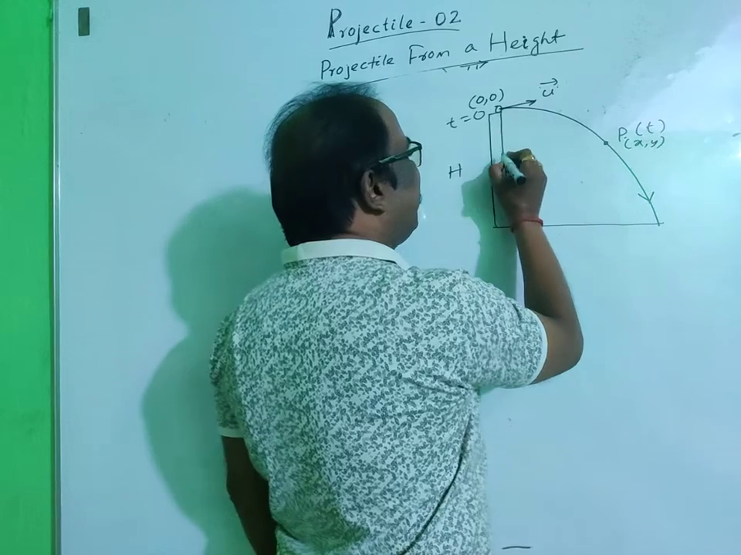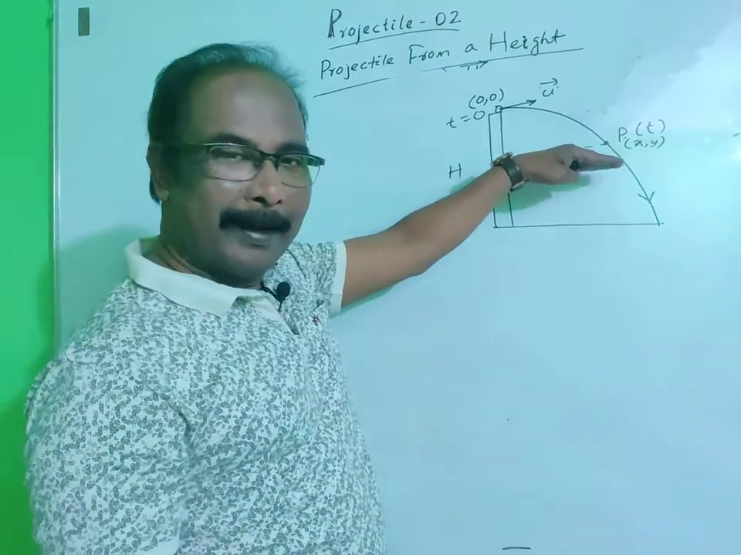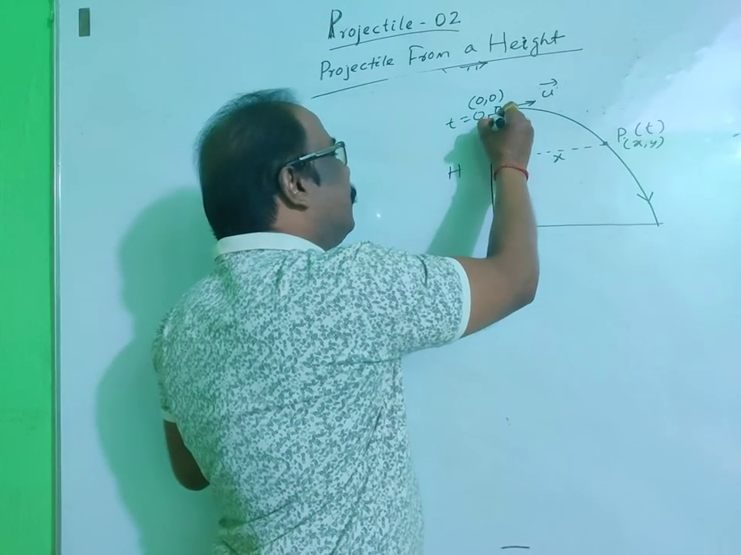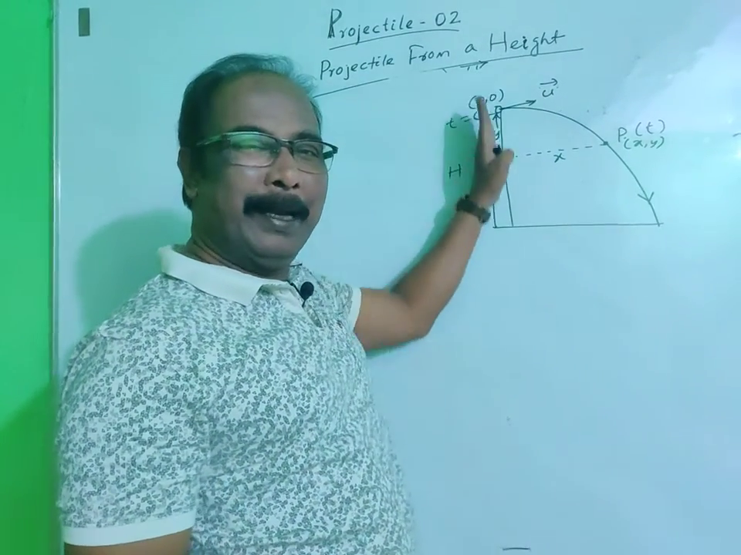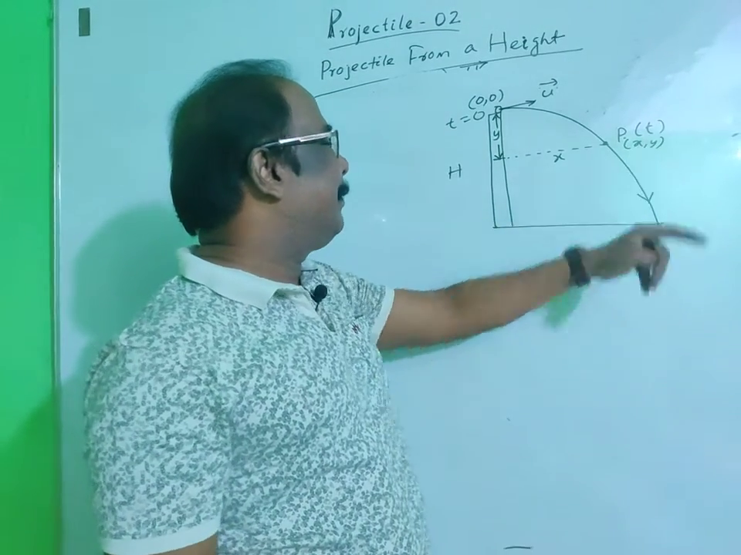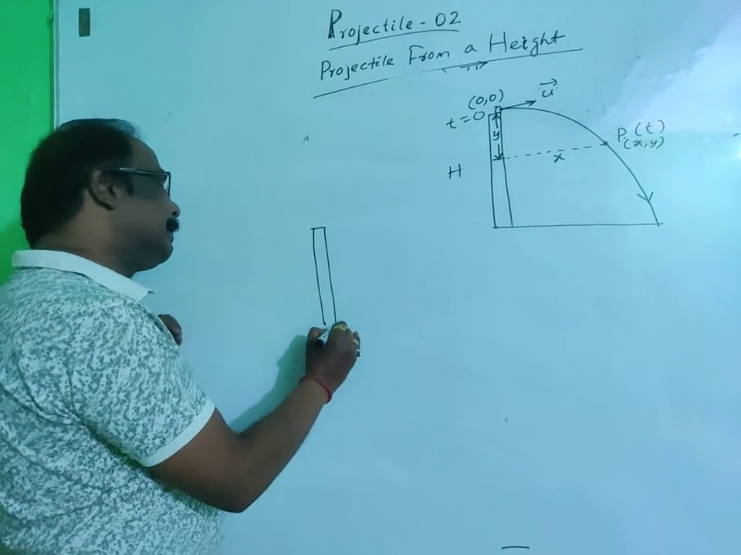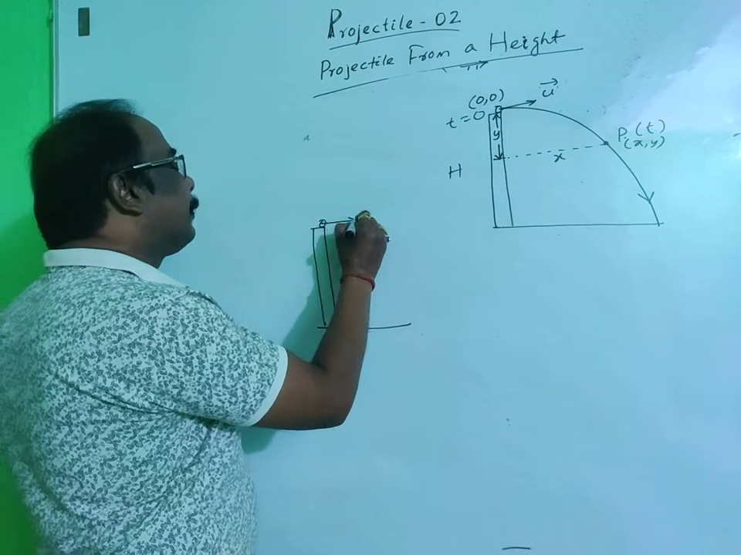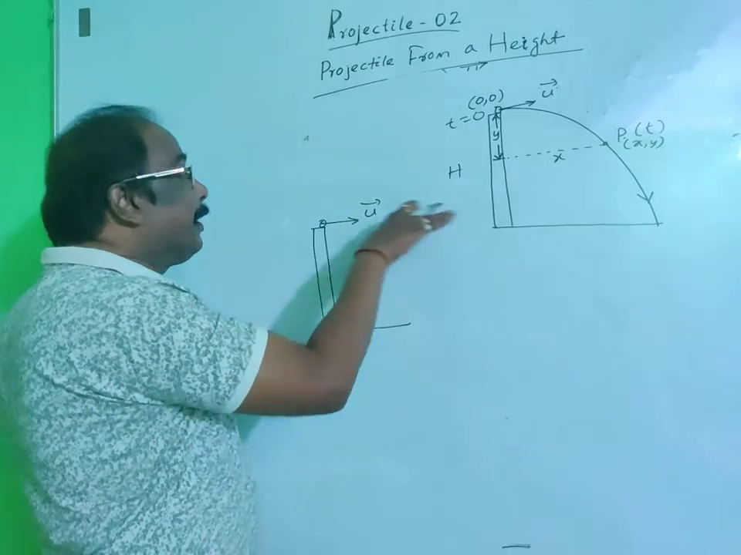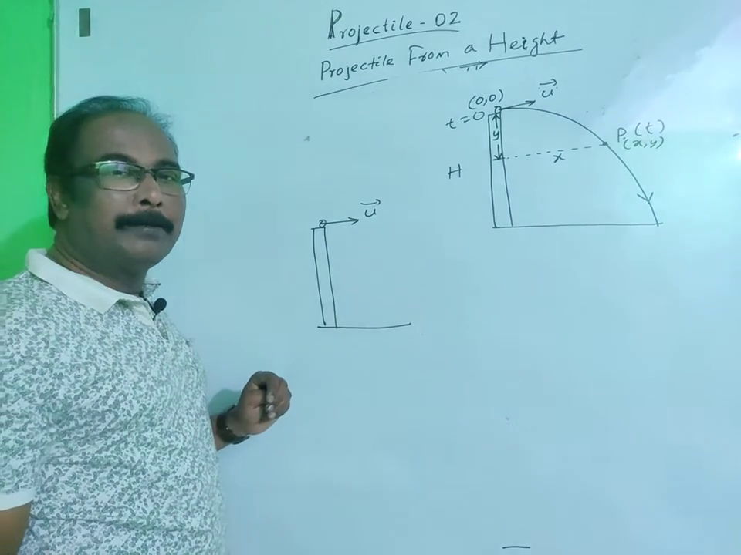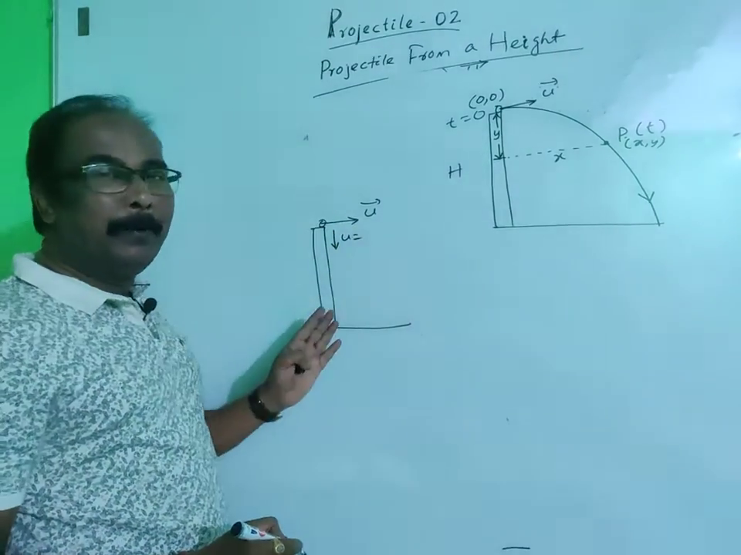It means to reach point P, the body has covered a distance x along the x-axis and a distance y along the y-axis. This is also the y-axis. So the coordinates of the point are x, y. But what is the nature of motion? You just see the concept. The body is thrown in the horizontal direction with velocity, so u is the velocity given to the body in the horizontal direction. Then what is the initial velocity in the vertical direction, along the y-axis?